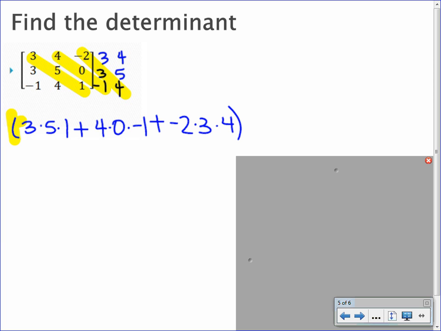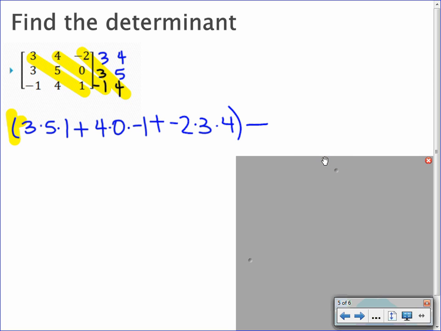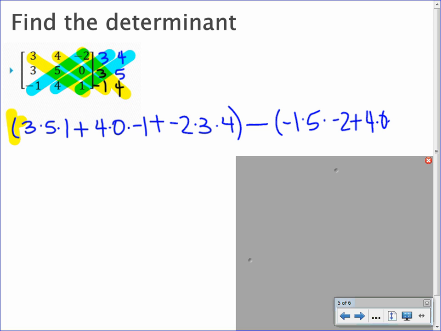It is really nice if you have a 0, isn't it? Okay? Minus. Now we want our crosses. So cross, cross, cross. We have negative 1 times 5 times negative 2 plus 4 times 0 times 3 plus 1 times 3 times 4.